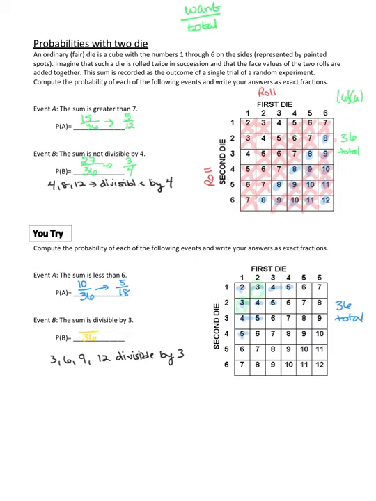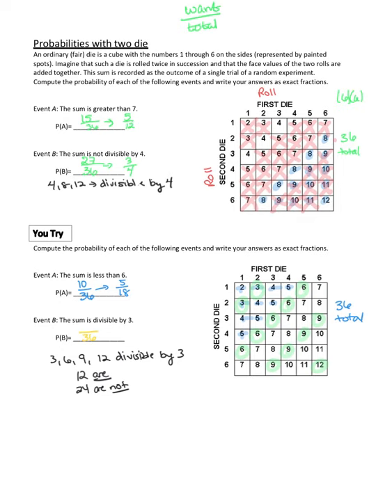3 is divisible by 3. 6 is divisible by 3. 9 is divisible by 3, and 12. 1, 2, 3, 4, 5, 6, 7, 8, 9, 10, 11, 12. So I found that 12 are out of 36. That means that 24 are not. I like doing things the easy way if I can.